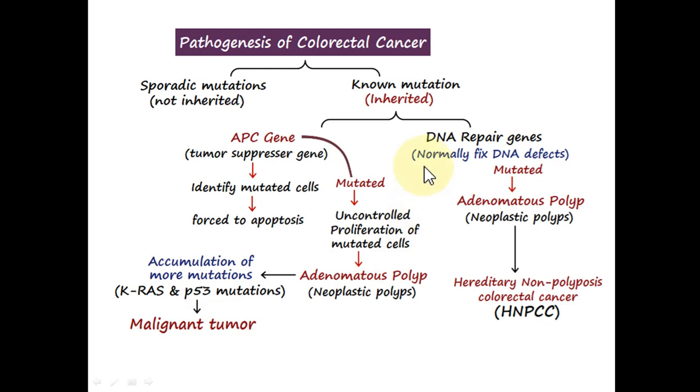The second very known gene is the DNA repair genes. But this story is different from the adenomatous polyposis coli gene. Adenomatous polyposis coli gene mutations are associated with the adenomatous polyposis coli syndrome. And in this syndrome, interestingly, I want to mention that there may be 100 to 1000 polyps present in the large intestine.